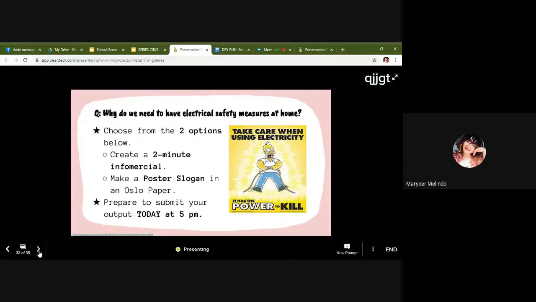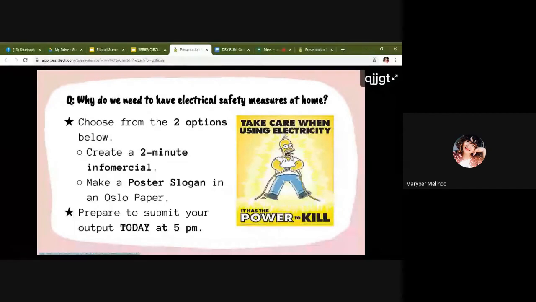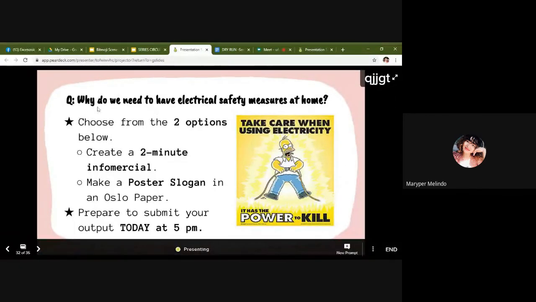Okay. So, for your last output or activity, here's the question. Here's the essential question: Why do we need to have electrical safety measures at home? All you have to do is to choose from 2 options below. First is create a 2-minute infomercial, or the second one is make a poster slogan on an Oslo paper. But take note, you should prepare to submit your output today at 5 p.m. Okay po, ngayong araw. So that wala ka nang iisipin tomorrow. At machi-check na rin natin today.